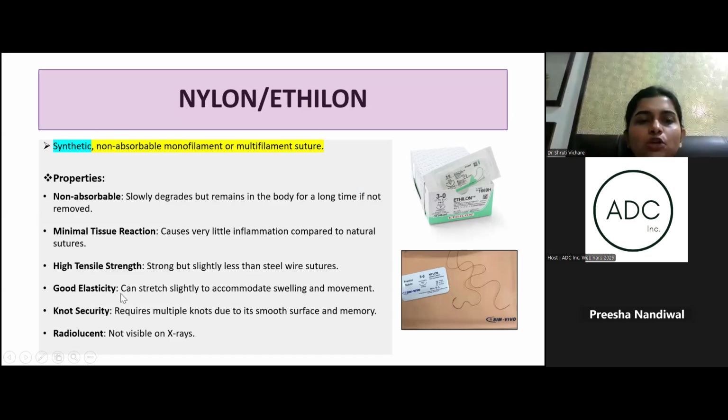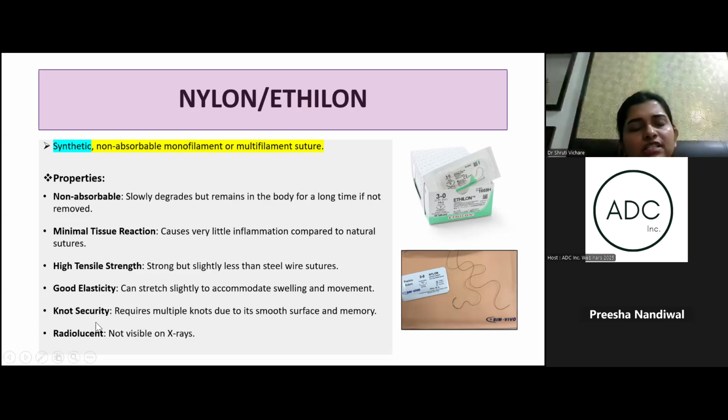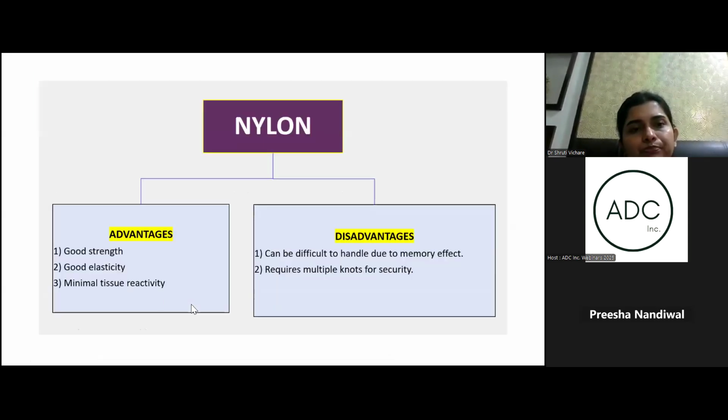Now, one unique property I would like to mention of these nylon sutures is that if you stretch them, they stretch. They can stretch slightly to accommodate the swelling and the movement also. Even if you stretch it with the fingers, they tend to increase in length. As for knot security, it requires multiple knots for stabilization, otherwise there will be slippage of the knot and opening of the suture.